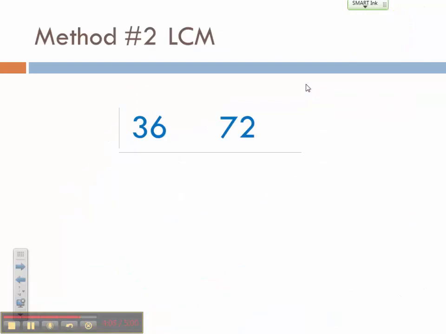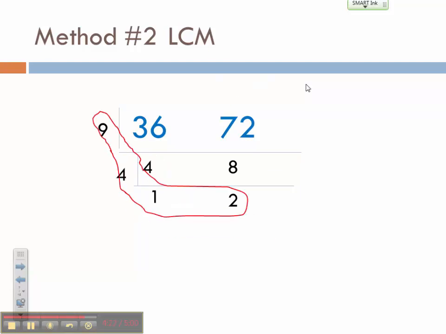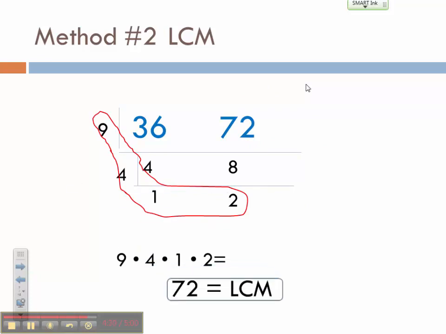For those of you who did the cake method, the ladder method, whatever you want to call it, I'm going to use 9. Goes into 36, 4. 9 goes into 72, 8. 4 and 8 are not relatively prime because 4 goes into both. Goes in here 1, goes in here 2. There's your relatively prime. Taking the numbers on the outside. Multiply those through and you get the same 72 that we had before.